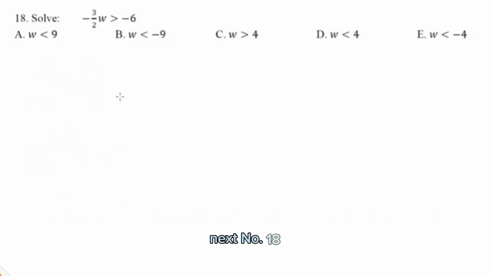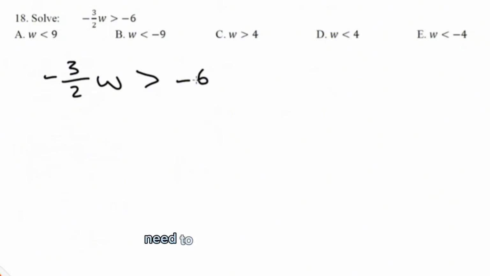Next, number 18. Solve. Negative 3 over 2w is greater than negative 6. Alright, so this is an inequality, so we can solve this. So we have negative 3 over 2w is greater than negative 6. Alright, so we're trying to get w all by itself.